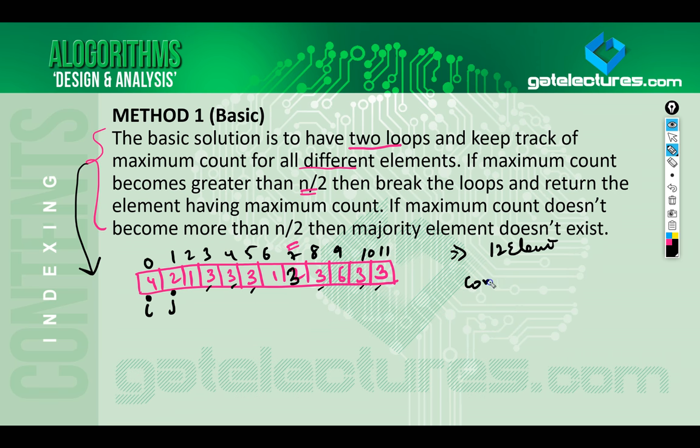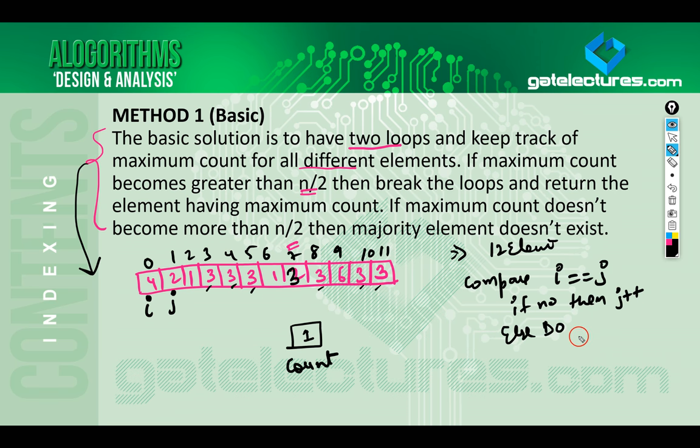Compare I and J. If I is equal to J, take one more variable, count, which keeps track of how many times an element is appearing. Initially the count is only 1, that is, 4 is appearing only one time. Now is 4 equal to 2? No. If no, then do J++, else do count++ and J++.